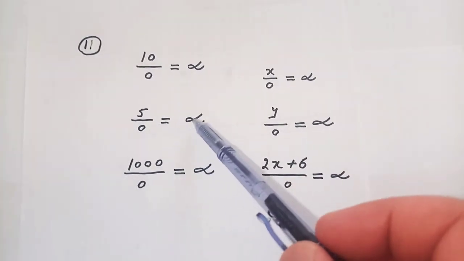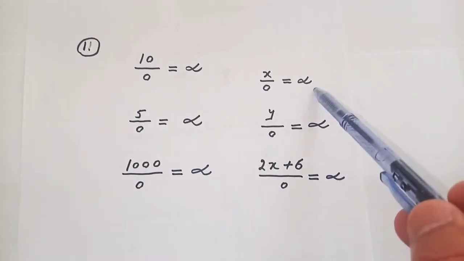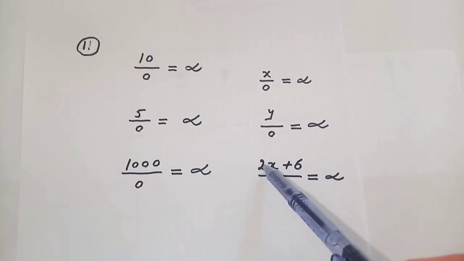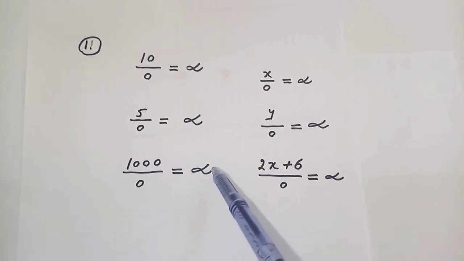5 divided by 0 is infinity. 1000 divided by 0 is infinity. x divided by 0 is infinity. y divided by 0 is infinity. So this expression divided by 0 is infinity. So anything divided by 0, the answer is infinity.